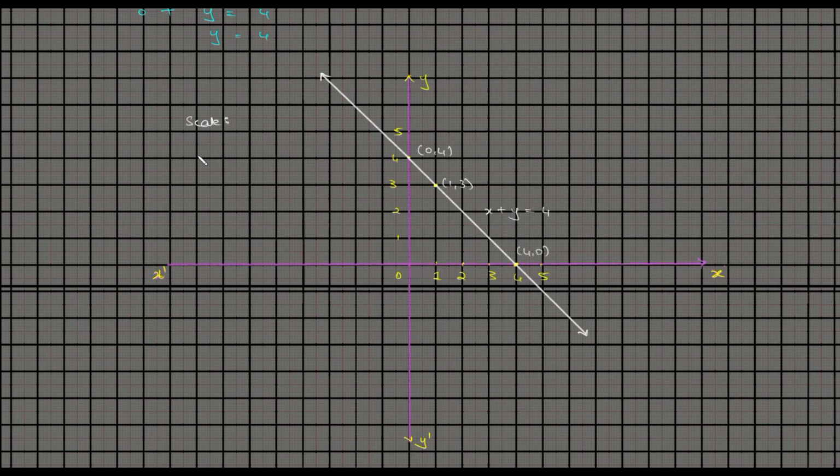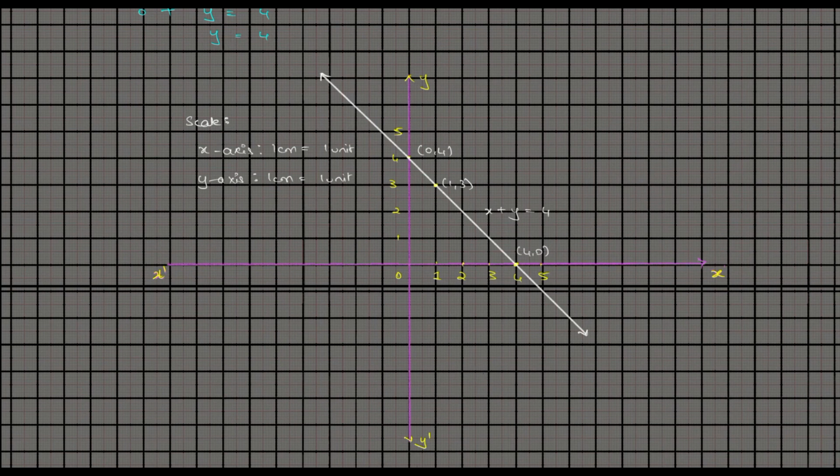If they insist on writing the scale, it is nothing but, for each centimeter over here, how much are we considering? I'll show it to you. On the x-axis, every 1 centimeter is equal to 1 unit, so each step is incremented by a value of 1. Along the y-axis, you have 1 centimeter is equal to 1 unit again. So 0, 1, 2, 3, 4. And this is your scale. This is the minimal in a graph, and you are done.